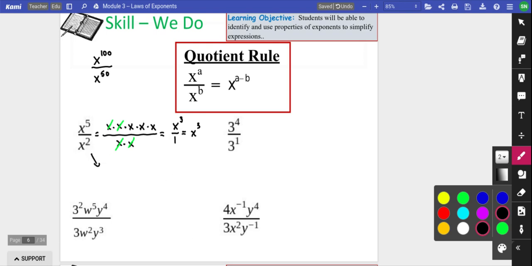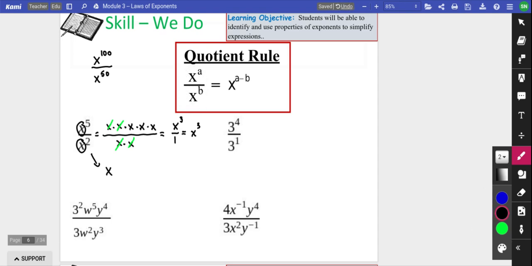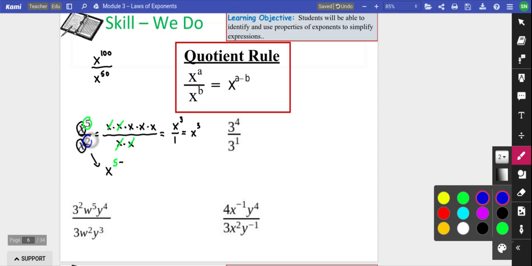Now, using the rule. If I have an x at the top and the bottom, I'm able to put an x. This is what the rule says. And then I will take the exponent on the top one, write it down, and I will be subtracting. Quotient means division. We're subtracting the exponents. The exponent on the bottom one, which is a 2. This gives me x to the 5 minus 2, third power. As you can see, I got the same result using both methods.